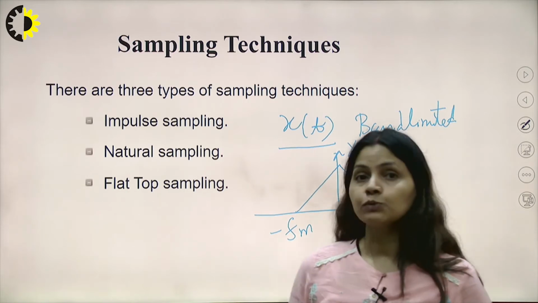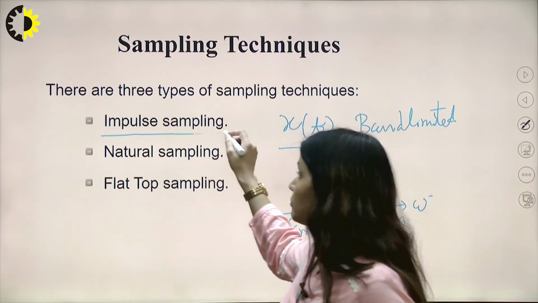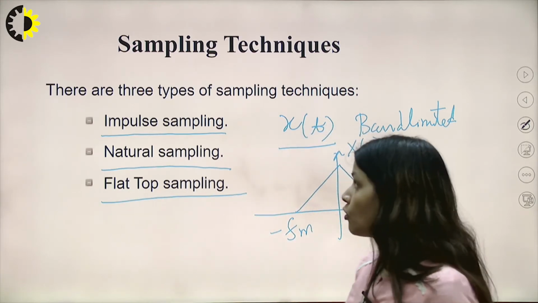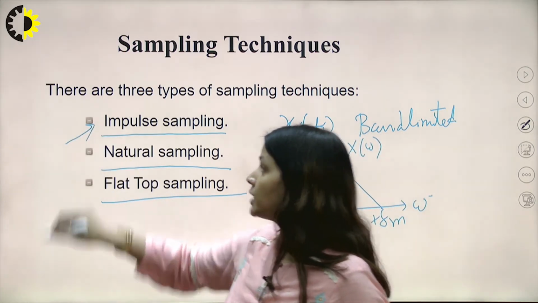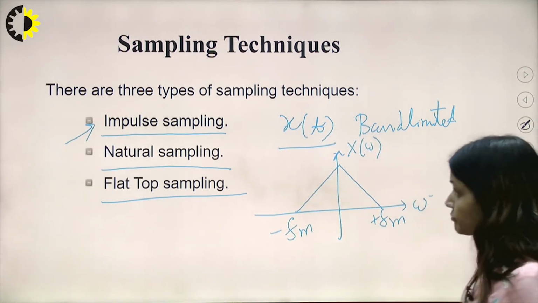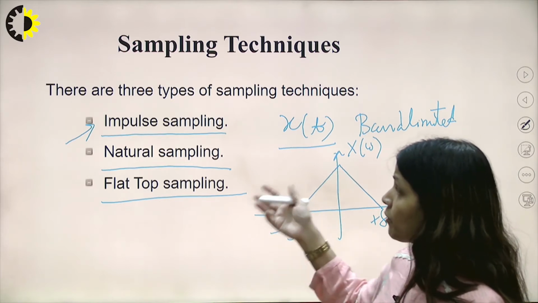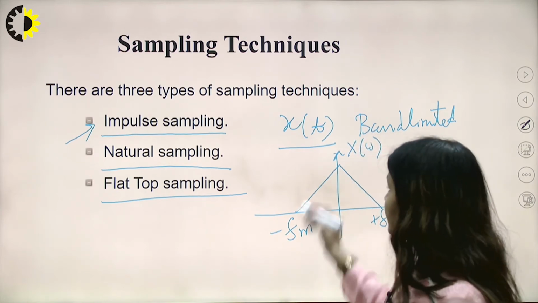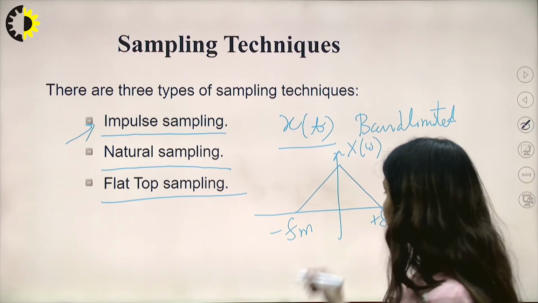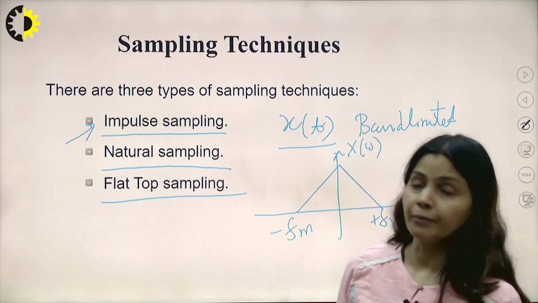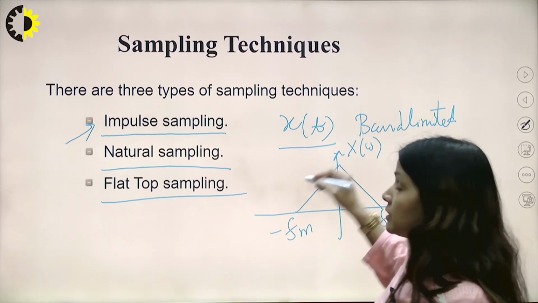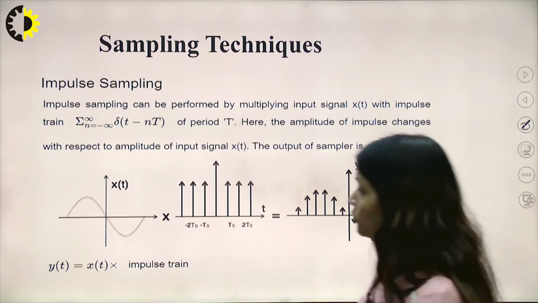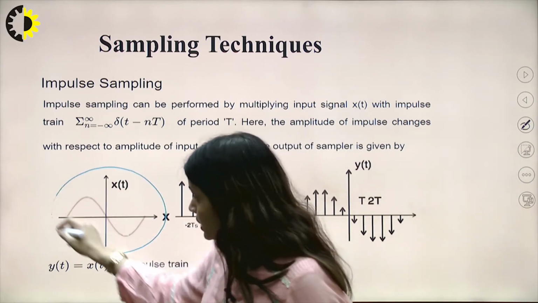There are three famous techniques for sampling: impulse sampling, natural sampling, and flat top sampling. Okay, so we will discuss impulse sampling first, and then natural sampling and flat top sampling. So here we go. Let the signal be band limited within the band minus fm to plus fm, and its Fourier transform exists.